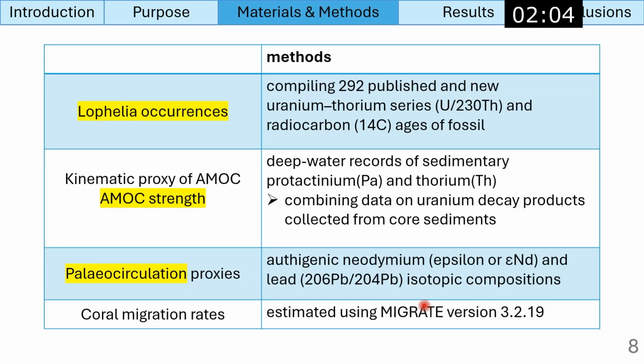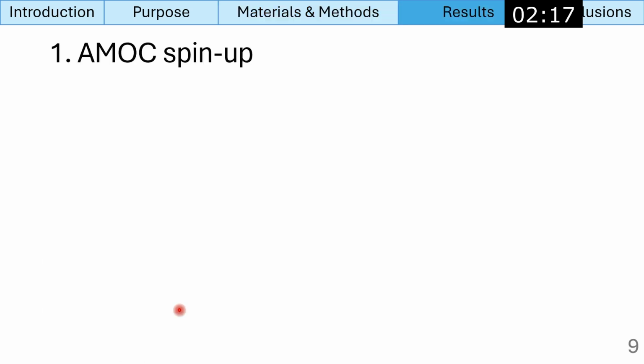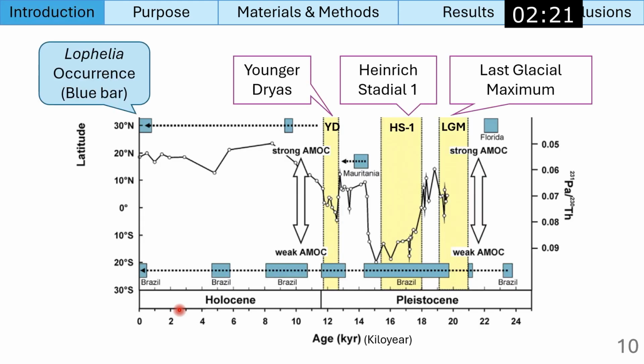So here are the methods that we use to observe the Lophelia occurrences, the AMOC strength, paleo circulation proxies, and the coral migration rates. So the first result is the AMOC spin-up.